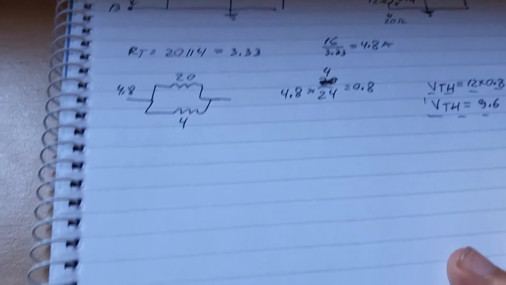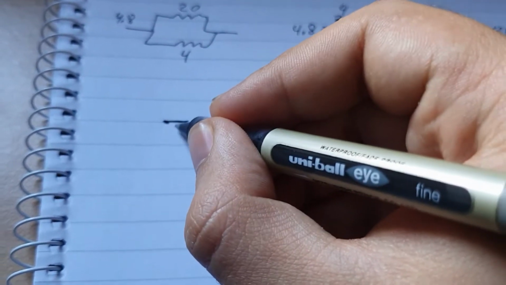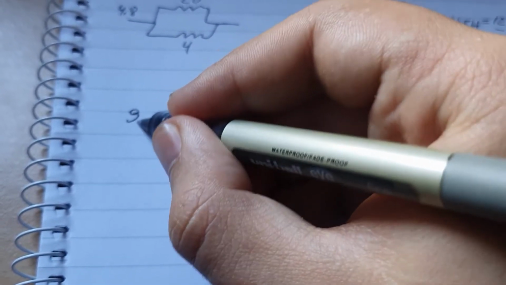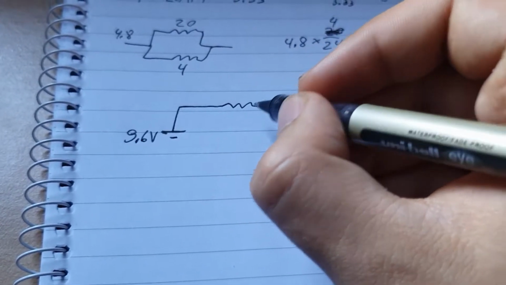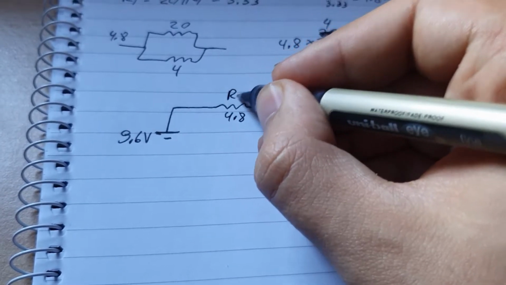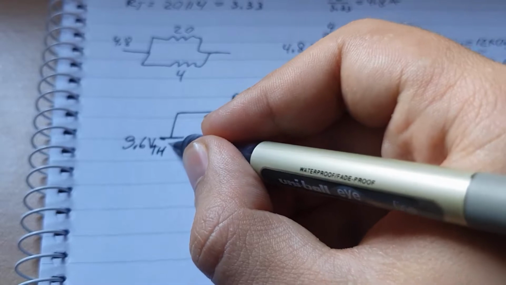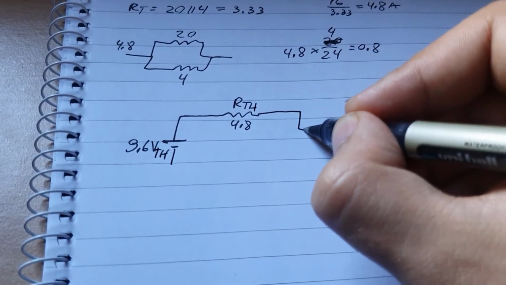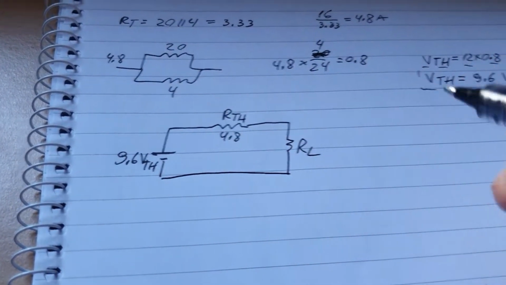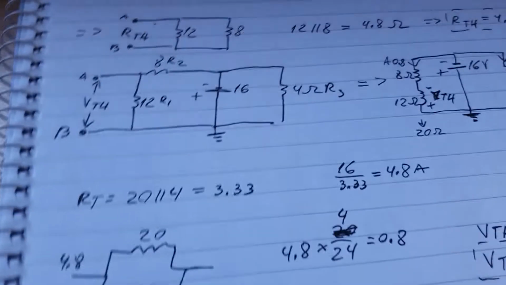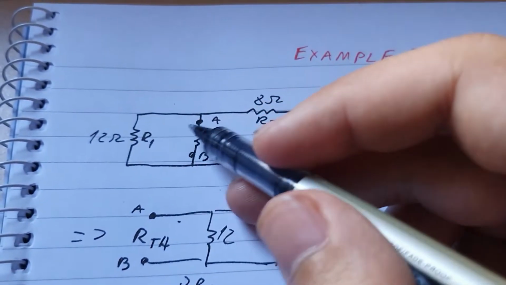Now our final step is to redraw it. So this one is up here, so it's 9.6 volts. Then it's RTH, which is 4.8. RTH, it says VTH. And then here it's RL. There you go.